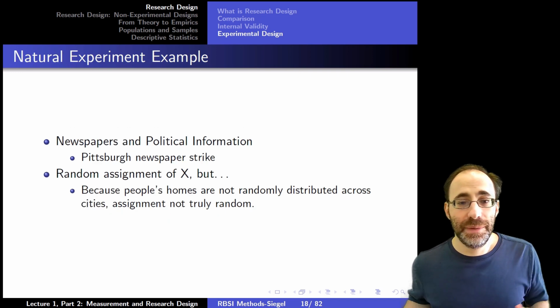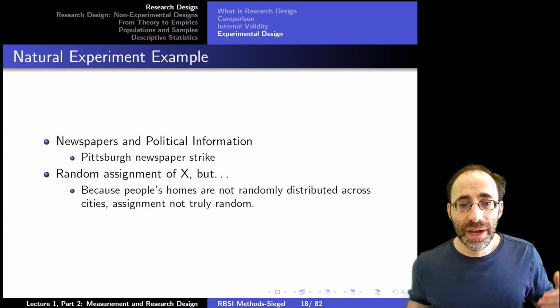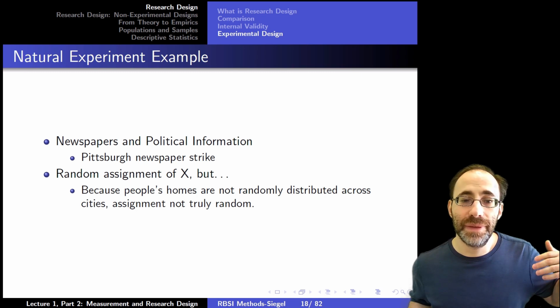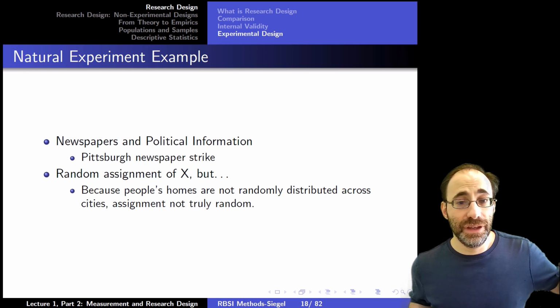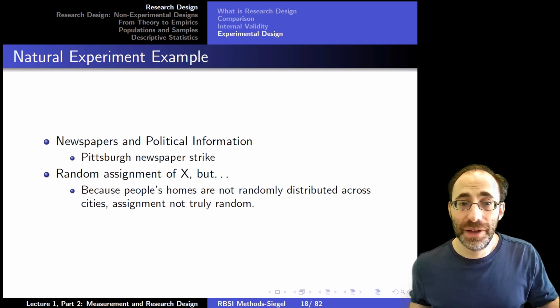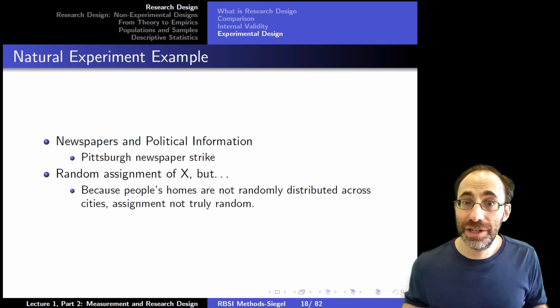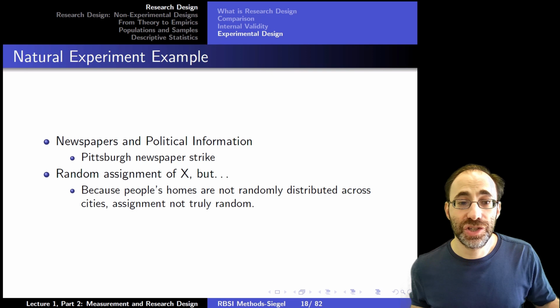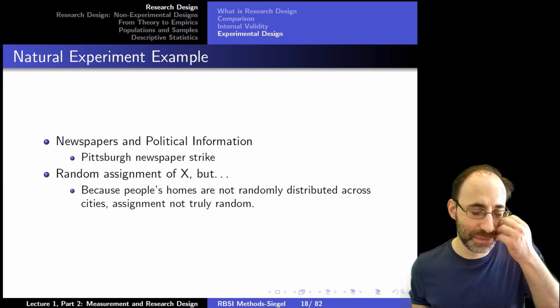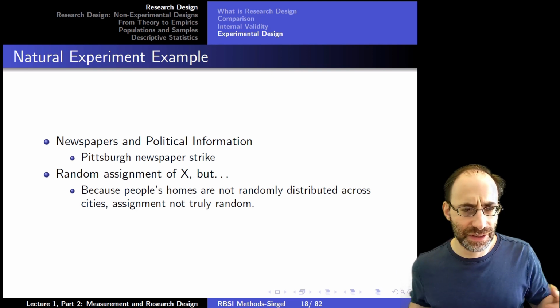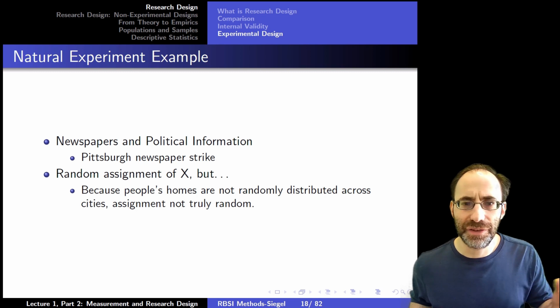For natural experiments, these are both things that actually happened in the literature. In this one, you care about the effect of newspapers on political information, and then in one case you have a strike. So in this case, it happened to be a strike. It was Pittsburgh and I think Cleveland, or in Ohio. I think it was Cleveland, definitely Ohio.